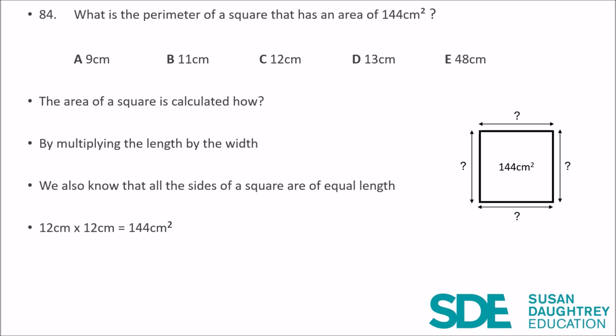So each of the sides of the square is 12. So to calculate the perimeter, it is 12, add 12, add 12, add 12, or if you like, 12 times 4. So the distance around the square, the perimeter, is 48 centimetres, so my answer is E.